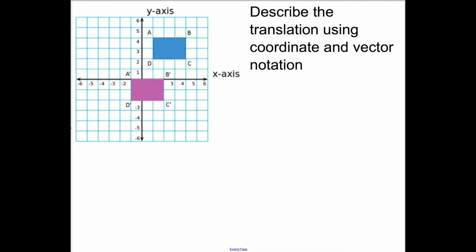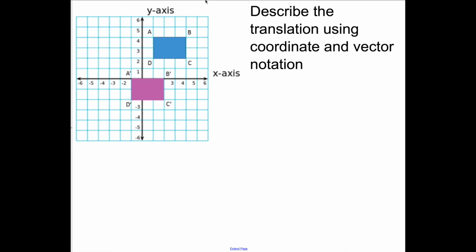Okay, so now we're going to describe. It's one thing to translate, it's another thing entirely to describe. So what we have here is a shape, A, B, C, D. In this case, it appears to be a rectangle. And this rectangle has been translated to create the image A prime, B prime, C prime, D prime. And what we're going to need to do here is describe the transformation.